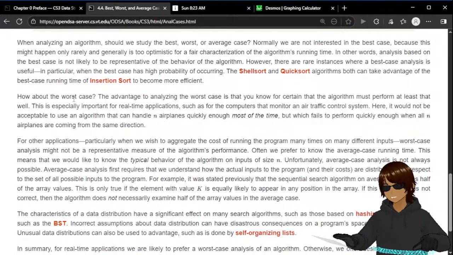How about the worst case? The advantage to analyzing the worst case is that you know for certain that the algorithm must perform at least that well. This is especially important for real-time applications, such as for the computers that monitor an air traffic control system. Here, it would not be acceptable for an algorithm that can handle n airplanes quickly enough most of the time.